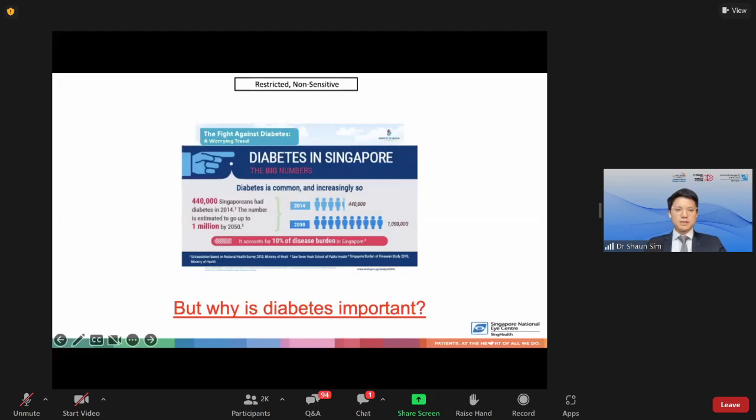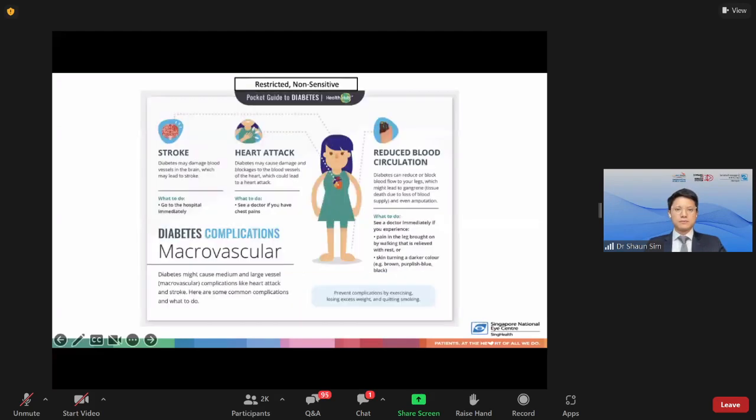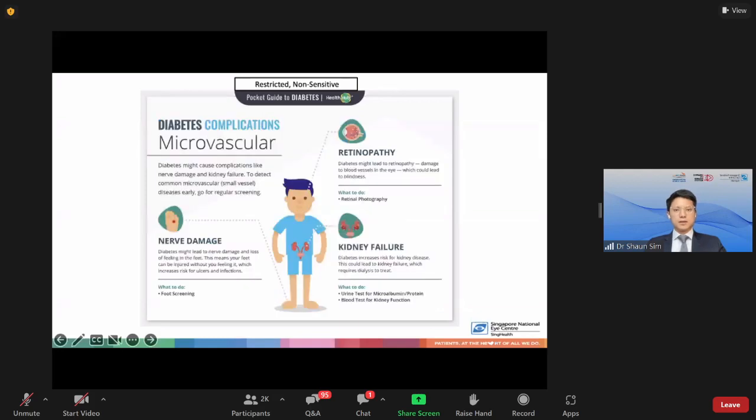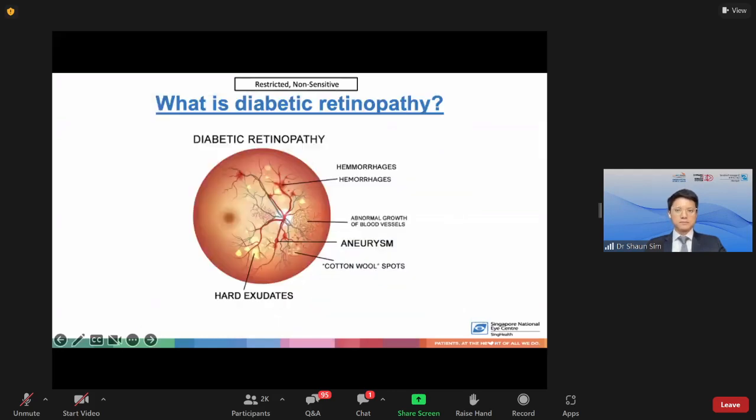Now, but why is diabetes so important? Diabetic patients can suffer complications that can be broadly divided into medium and large vessel complications, such as heart attack and stroke. And they can also suffer complications with small blood vessels, such as kidney failure and diabetic retinopathy. Diabetic retinopathy is a disorder of the blood vessels in the retina of diabetic patients, and it is the leading cause of blindness in working adults in developed countries, including Singapore.